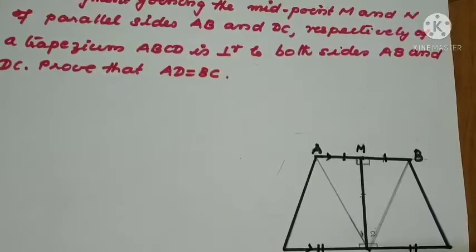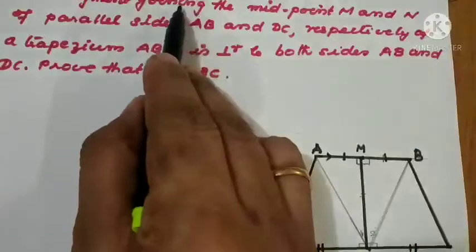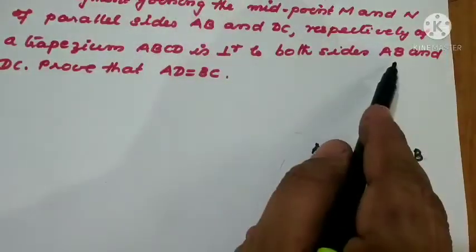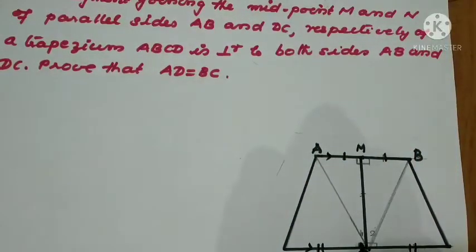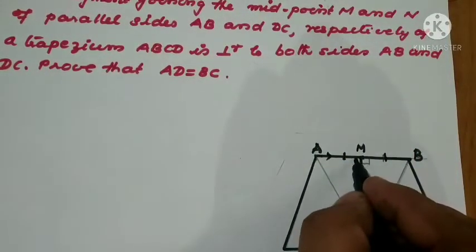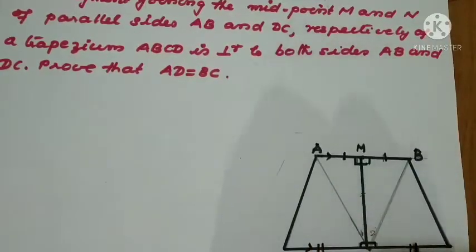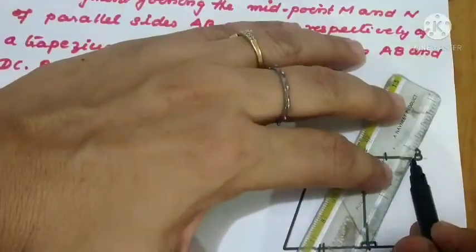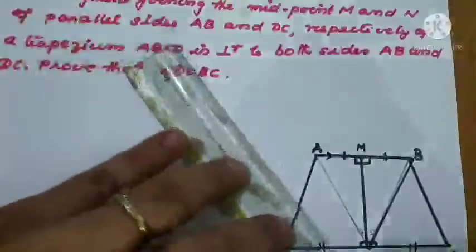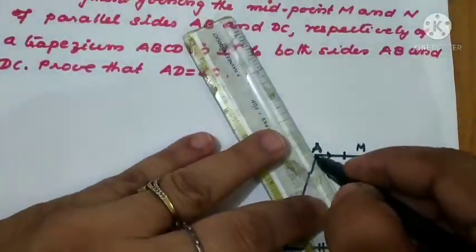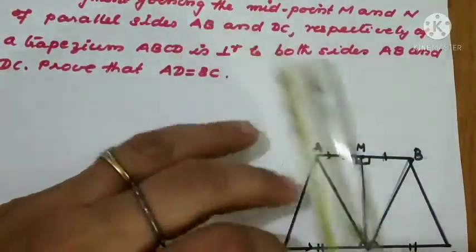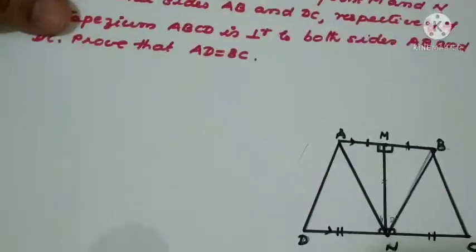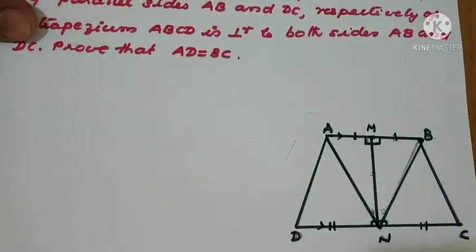MN is perpendicular to both the sides, because the line segment is perpendicular to both the sides AB and DC. So we are making this angle 90 degrees. Here also 90 degrees. Now what should we prove? AD equals BC we have to prove. So we have to join BN and AN. So this is the diagram we have got.